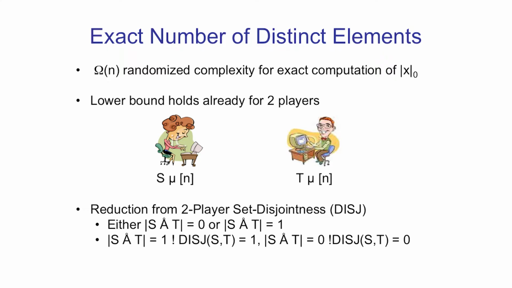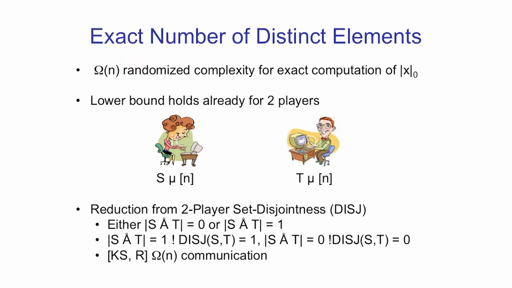So there's a reduction to this problem. Do you guys see the reduction? What we're doing is saying compute the number of distinct elements in the union of S and T, right? And this problem is saying it's hard to compute the intersection size. And it's easy for the players to exchange the sizes of their sets, right? So that's the whole reduction.